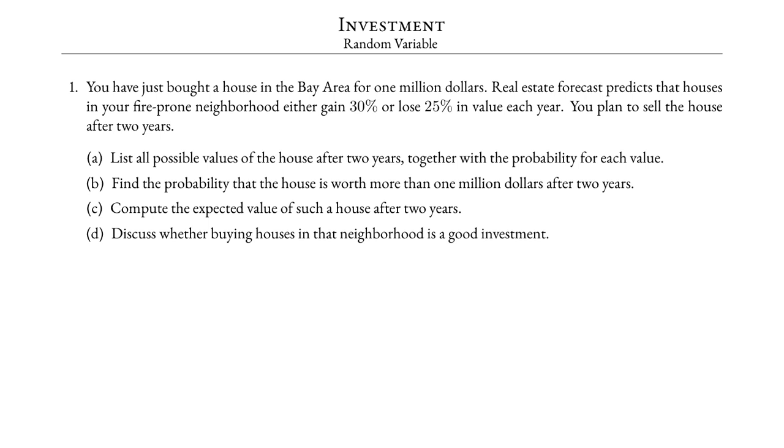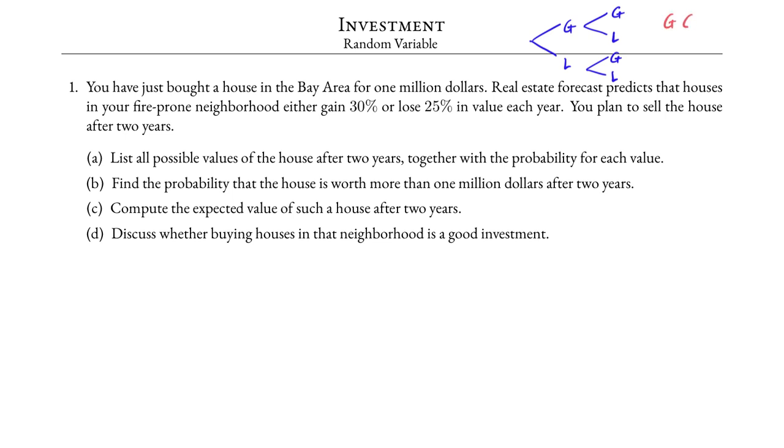There are 2 stages. The first stage is the first year, whether we will gain 30% or lose 25%. And then after that, the second stage, the second year, we either gain or lose for each of the outcomes from the previous year. And so, there are 4 possibilities here.